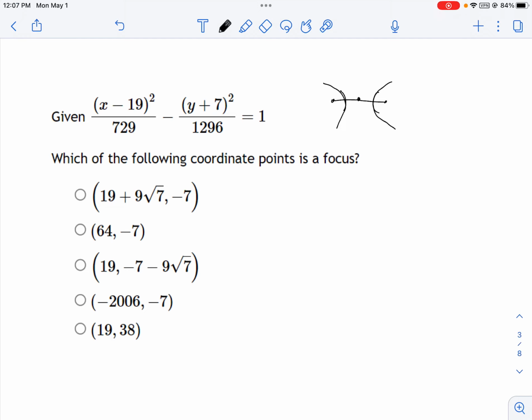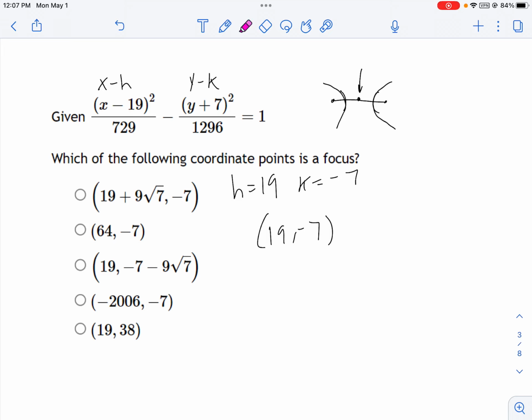Okay, so let's get into it. Our formula here, we've got to know a few things. For our center, we know it's x minus h, y minus k, which means that your h value is 19, and your k value has to be negative 7, because if it's minus k, then that means it's the opposite sign. So minus k means your k value is negative 7. That means 19 comma negative 7 is your center. So that is this point right there.